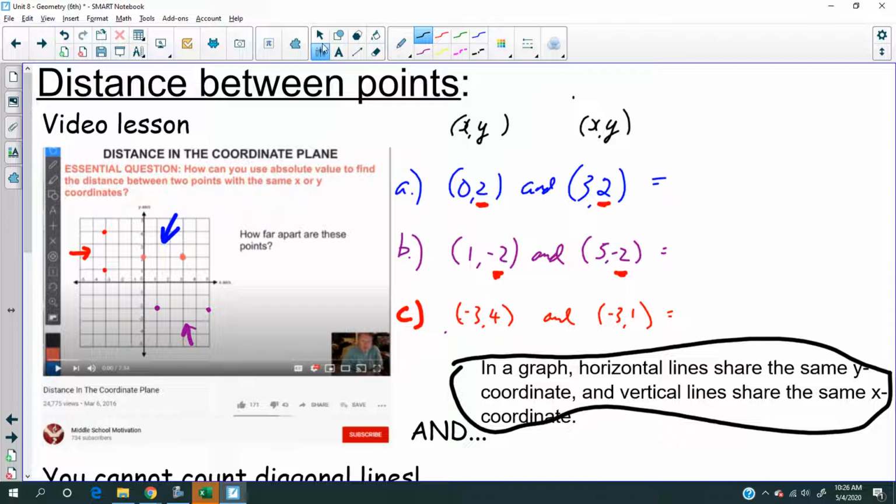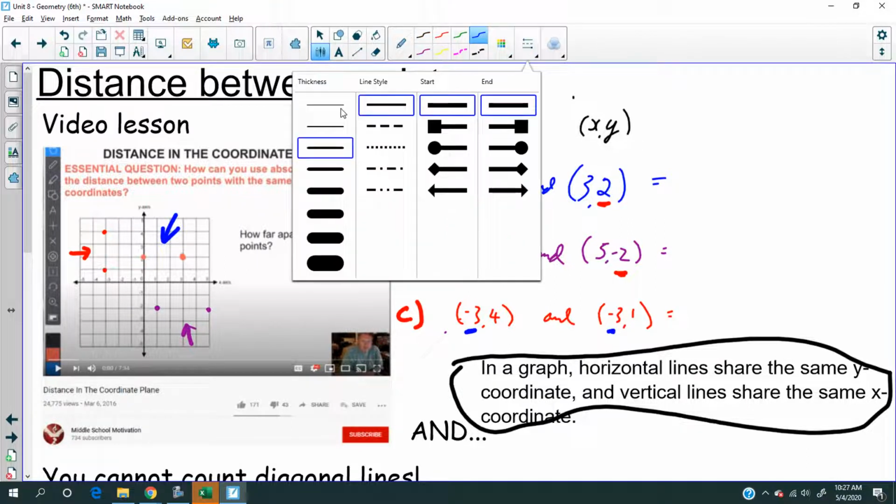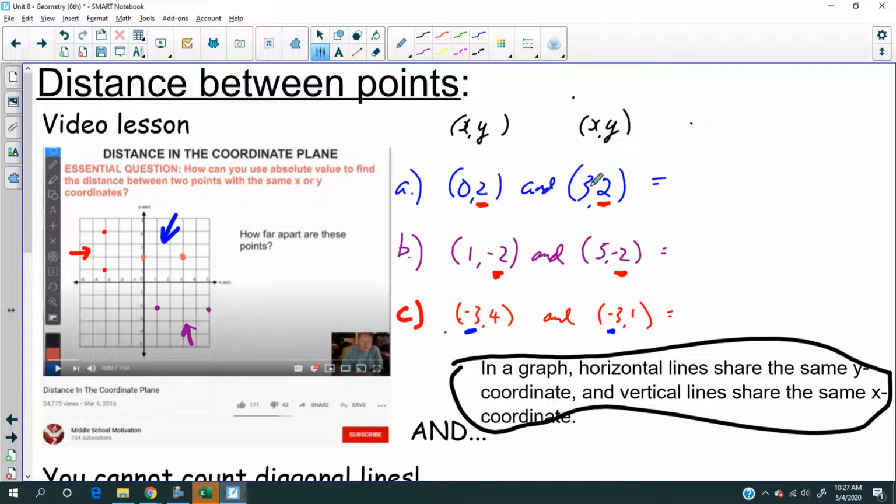Okay. All right. So you might want to write this down. Now, knowing that knowledge, for example, if you look at this last one, the vertical line, the x-axis values are the same, right? Notice that they're both -3. So that's a rule, I guess. Now, having said that, let's actually try to solve a problem.